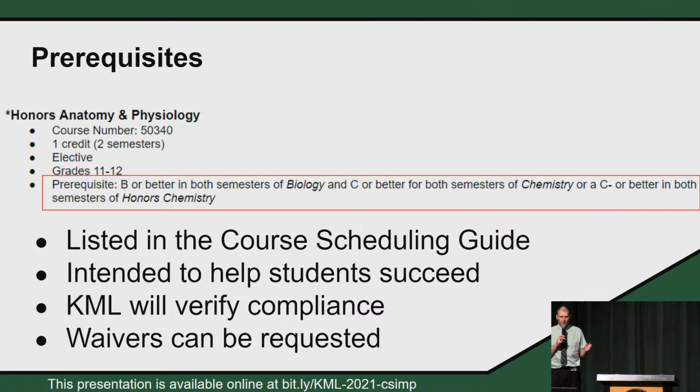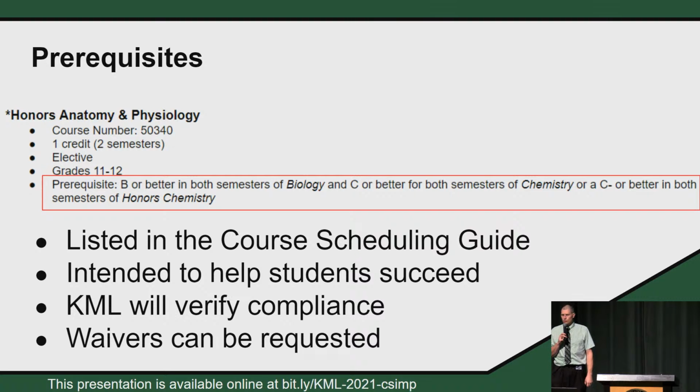So if you run across those prerequisites and you have any questions about them, certainly do ask us. They're all listed in the course scheduling guide. Those prerequisites are really intended to help students succeed by keeping students who would likely struggle out of certain courses. We do go through at the end of the semester and at the end of the year and make sure that everybody does meet those course prerequisites. If they don't, I will be in touch with them to try and get a change made in their schedule.